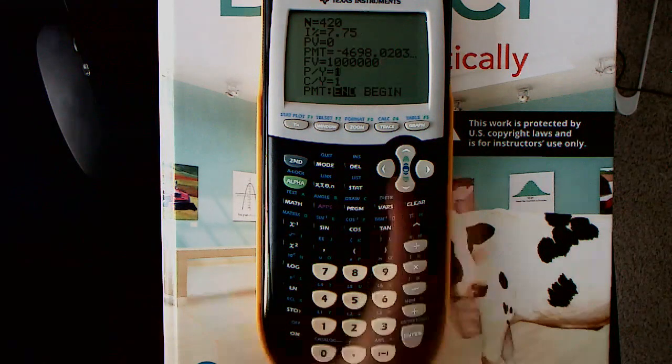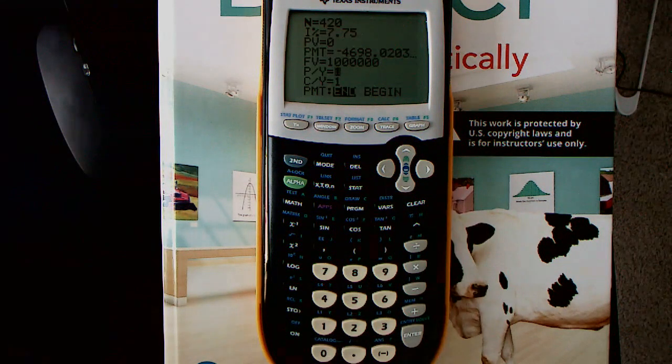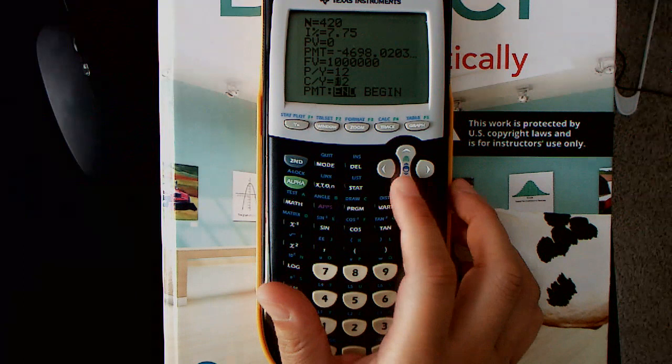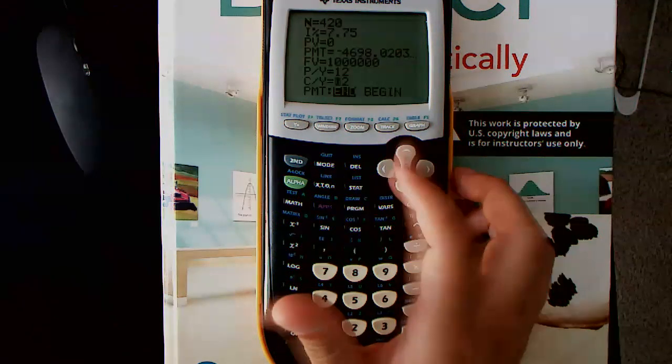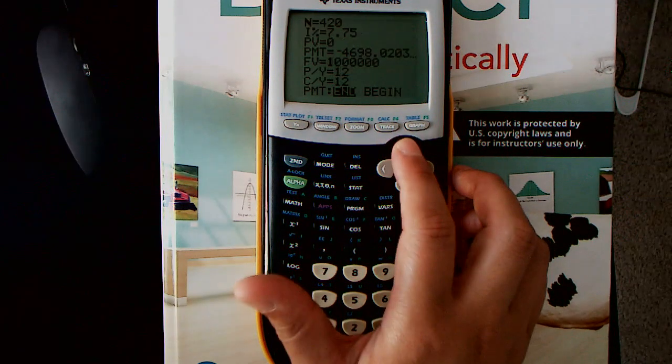Okay, so you help me to figure out how we enter P per Y and C per Y. P per Y is the number of payments every year. C per Y is the number of compounding periods every year. You are going to deposit the payment every month, and the interest is also compounded monthly. So what is the value? You know it's 12, right? If it's annually, it's 1. Semi-annually, you enter 2. Quarterly, you enter 4. Monthly, you enter 12.